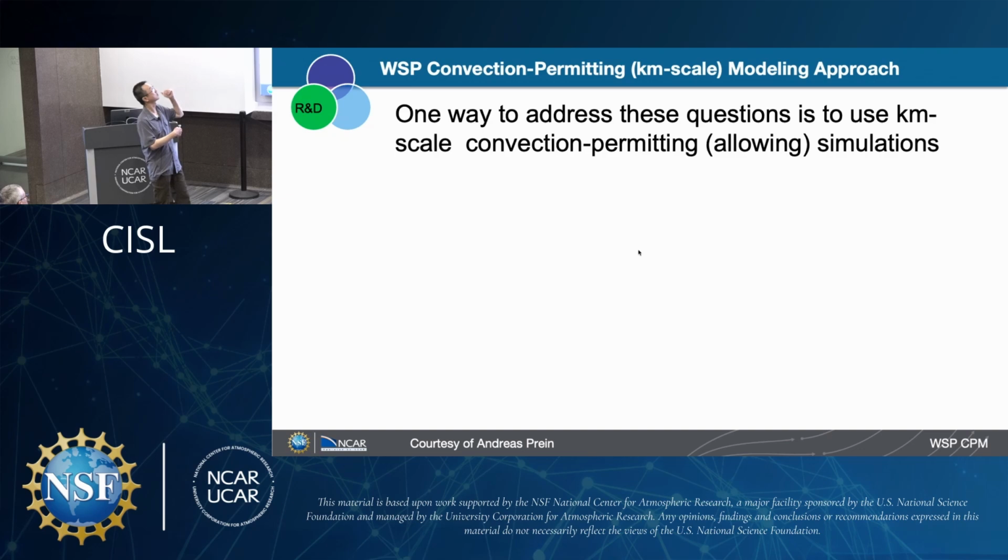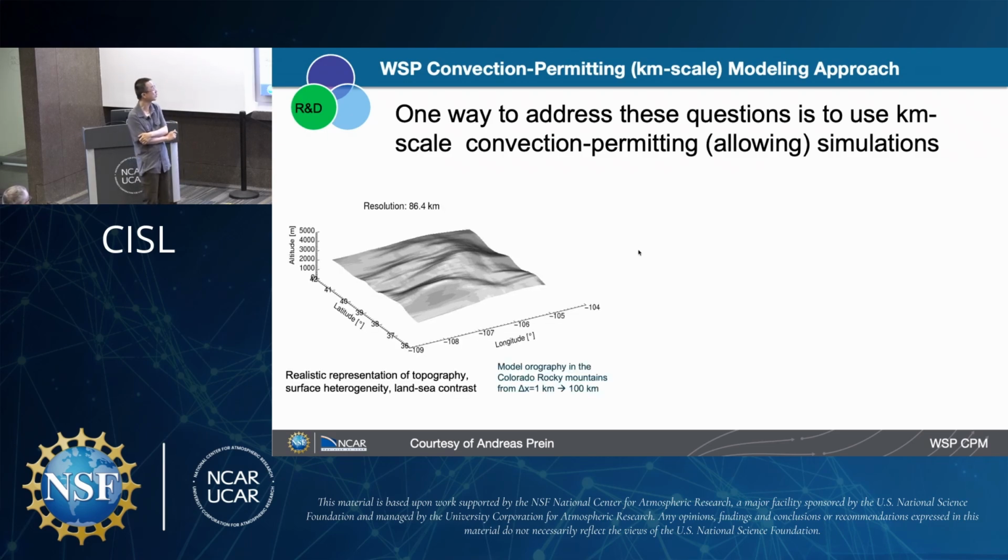But the water system program also took a very unique approach at that time, using these kilometer-scale convection-permitting models to look at the problem. So what's the advantage of using that very high resolution simulation?